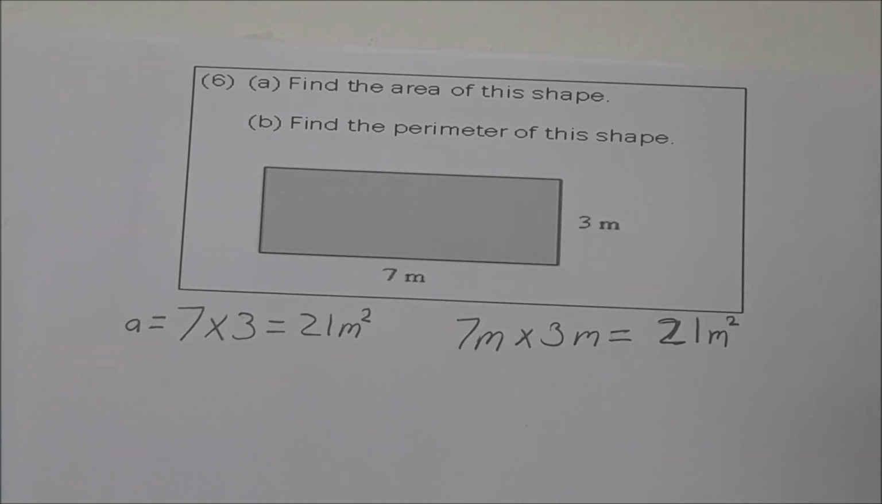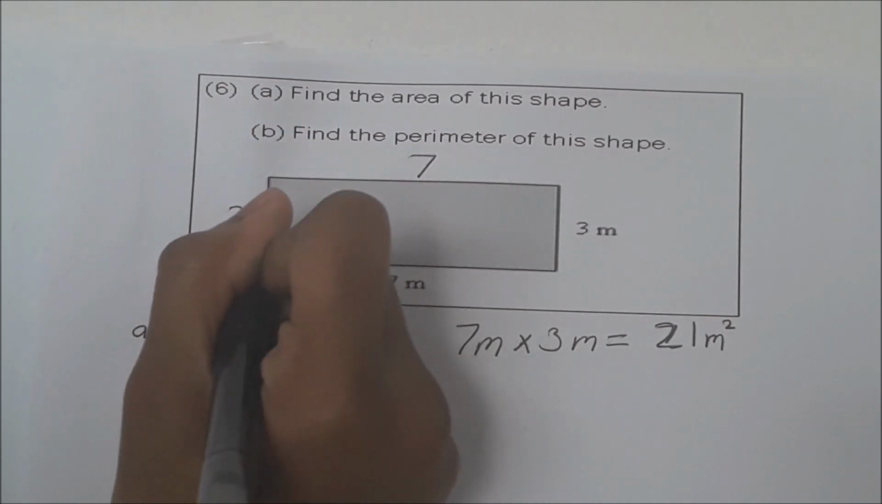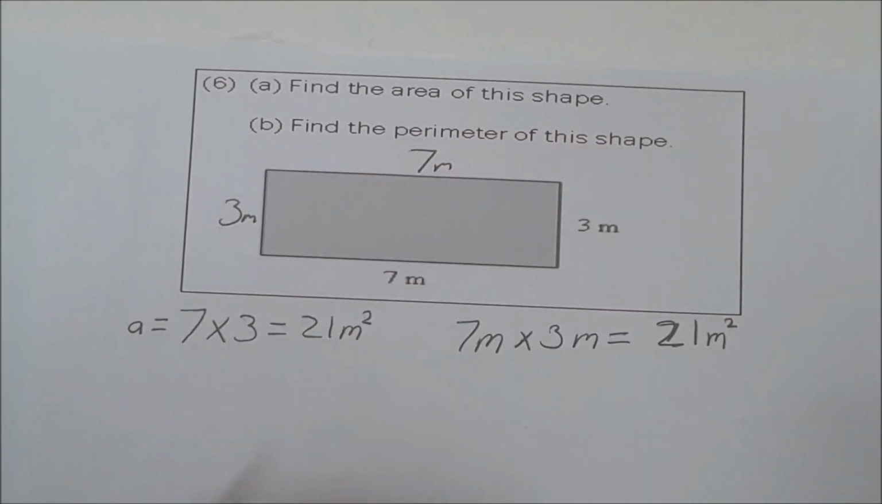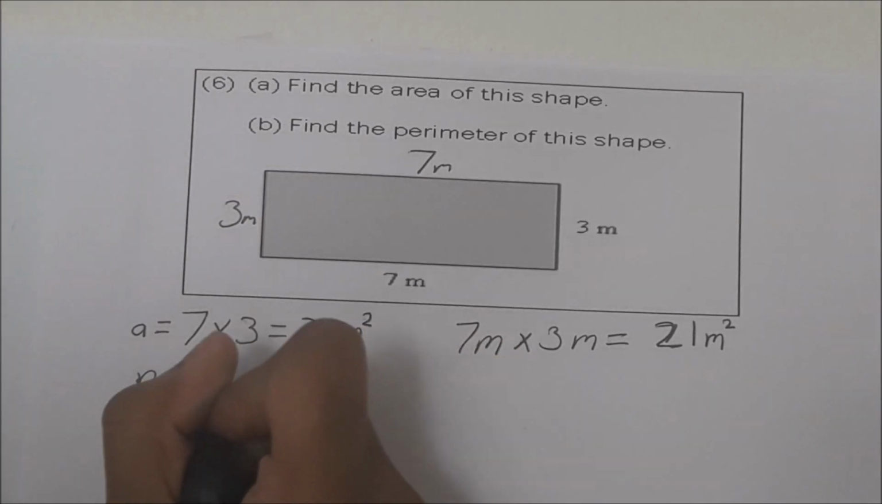6B, find the perimeter of this shape. And what's the formula for perimeter? 2L plus 2W, 2 times the length plus 2 times the width, or you just add up all the sides. So show us the sides you're adding. Put the numbers in so we can see. That would be 7 and that would be 3. Okay, now put P is equal to and work it. Put the numbers and then add it up.